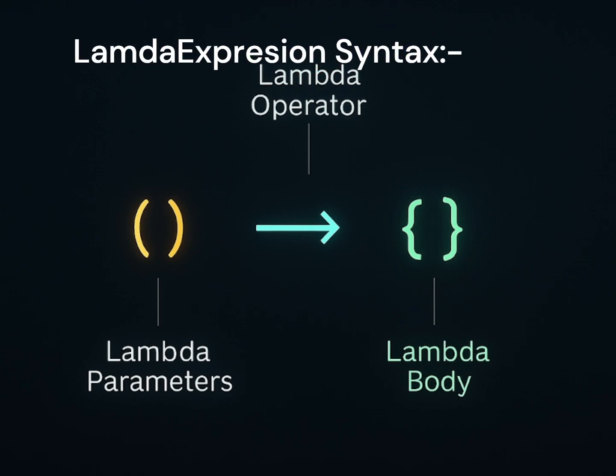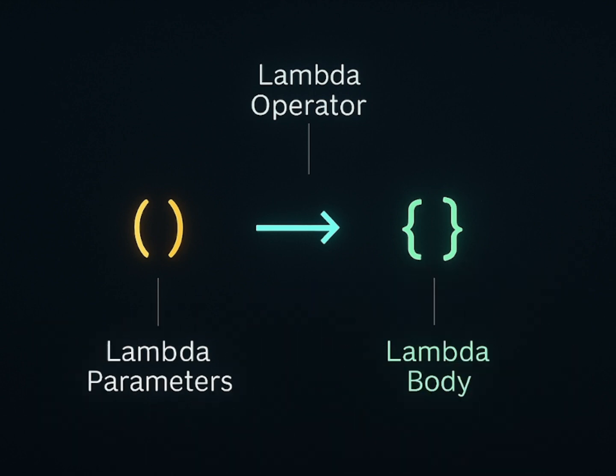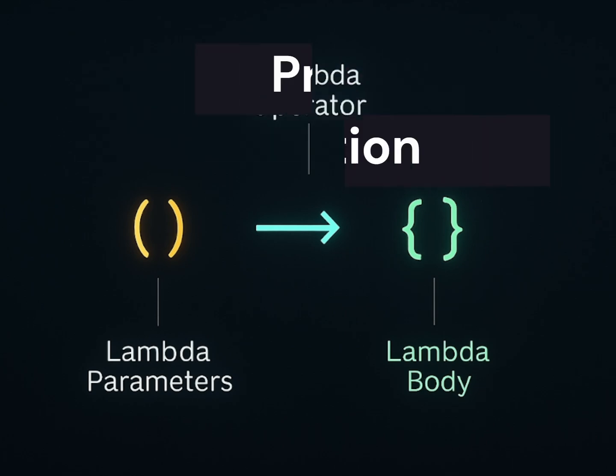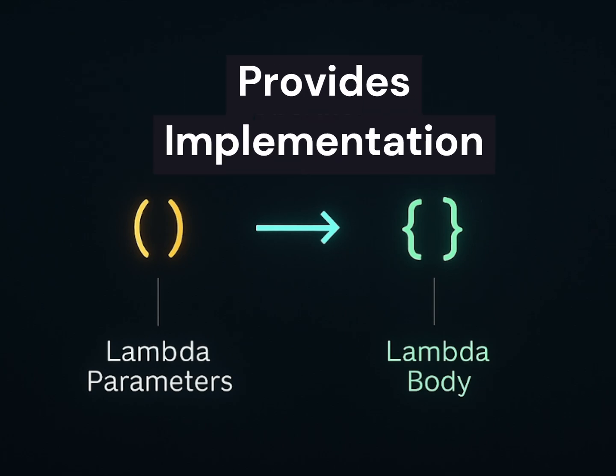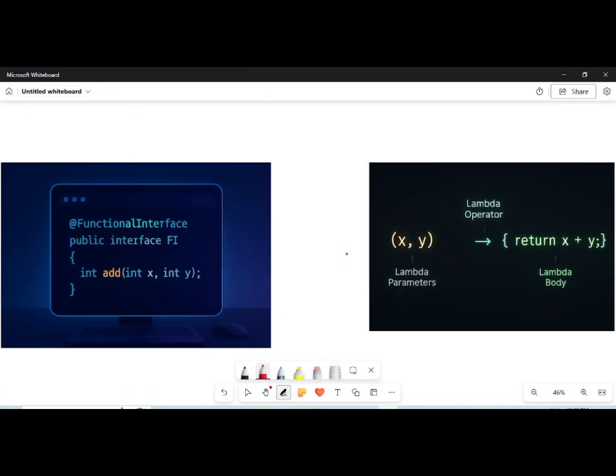What you're looking at right now is the Lambda expression syntax. But what exactly is a Lambda expression? It is an anonymous function that provides implementation for the single abstract method present in a functional interface. But here is the real magic. This tiny one-line syntax replaces the entire functional interface implementation, nothing but providing implementation for this single abstract method.